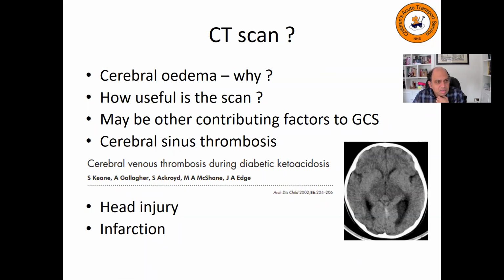In practice, if the scan is negative but there are clinical signs, we would still treat. If the scan is positive and there are clinical signs, we would still treat. So therefore, I wouldn't really use the CT scan as an indicator of whether to treat or not. It may be useful to think about other pathologies that you might exclude from the scan.